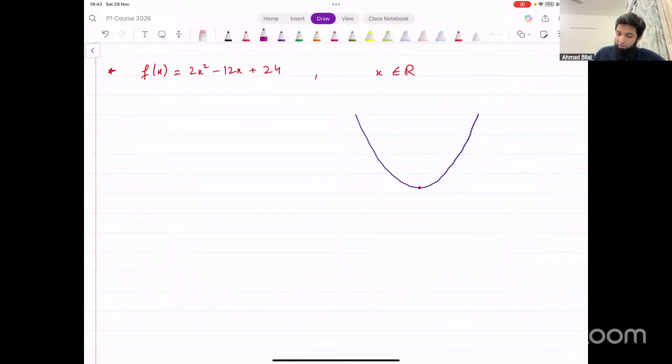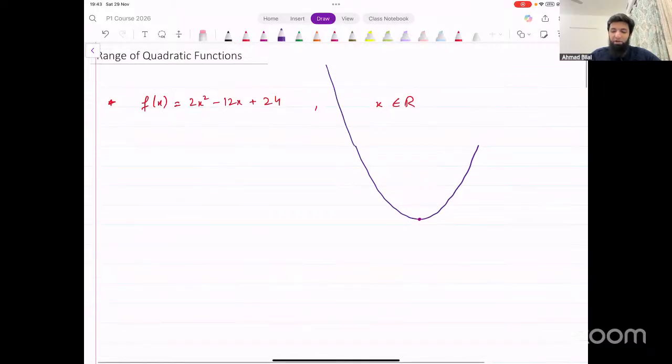And it has some minimum point. So all real values would mean that it could go as low as possible, as high as possible. So there's no maximum limit for this, because in the upwards direction, it could go up to positive infinity. But in the downward direction, there's a limit. There's a lower limit. This function has a minimum point. So the range is not going to be all real values. So how do you find the range of this function then? What you do is you find the turning point first of all.